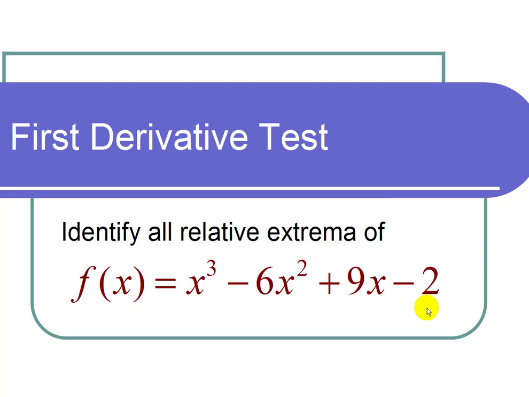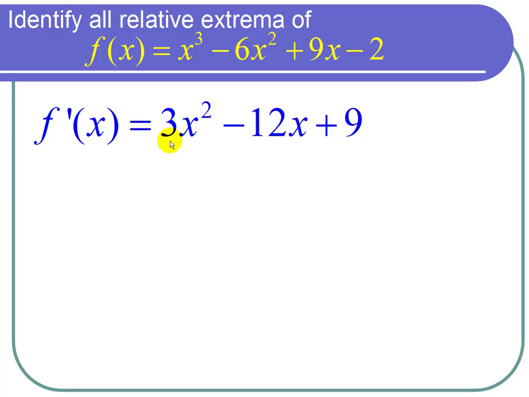So my first step is to find the derivative of f of x. And I get f prime of x equals 3x squared minus 12x plus 9. So to find the critical points, I set the derivative equal to 0 and solve. And I can factor this derivative.